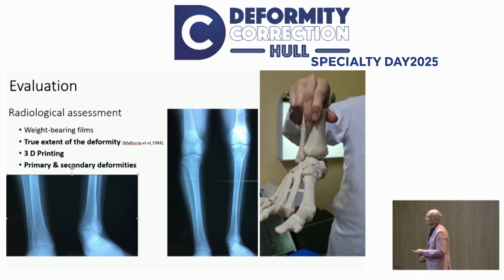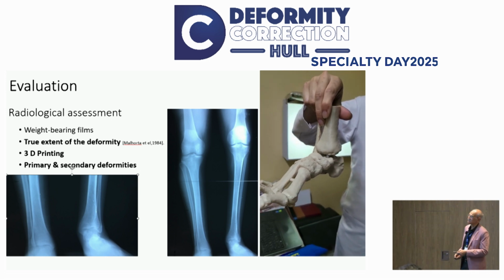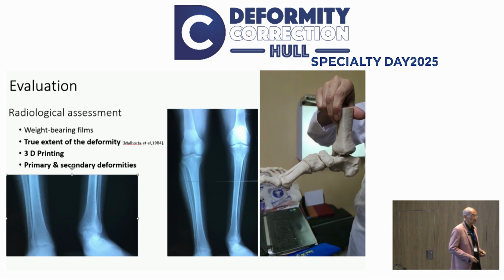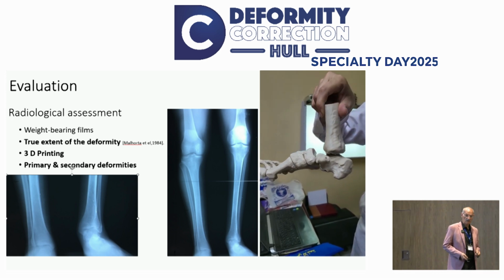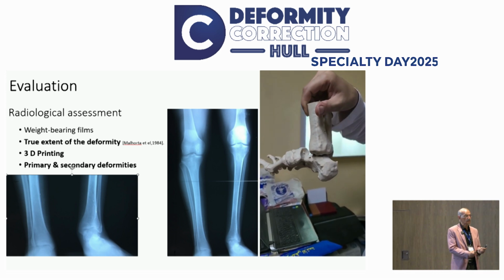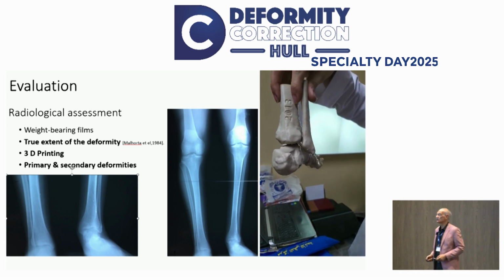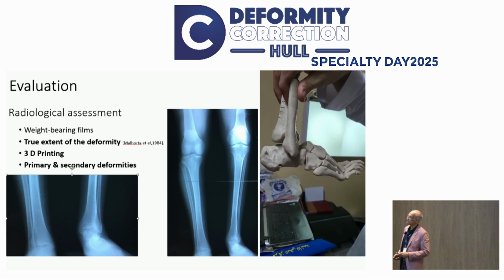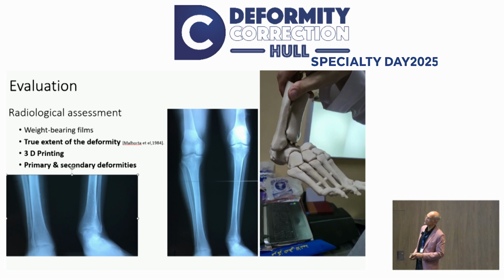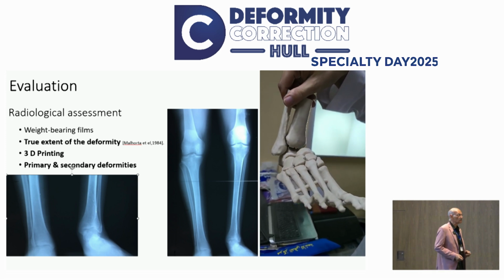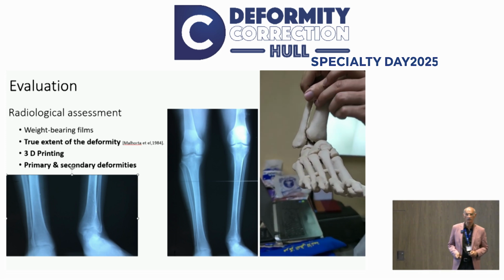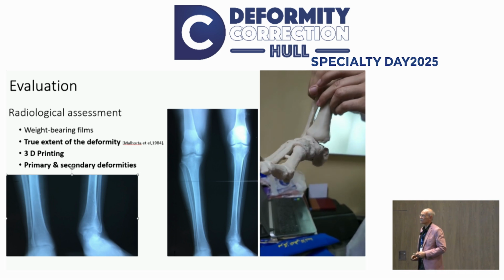3D printing sometimes is important. I have a case with almost 90 degrees rotation from the ankle after arthrodesis in neurologic conditions. So you can have a real shape of the ankle with 3D printing. This is very helpful, sometimes in difficult cases, for diagnosis.